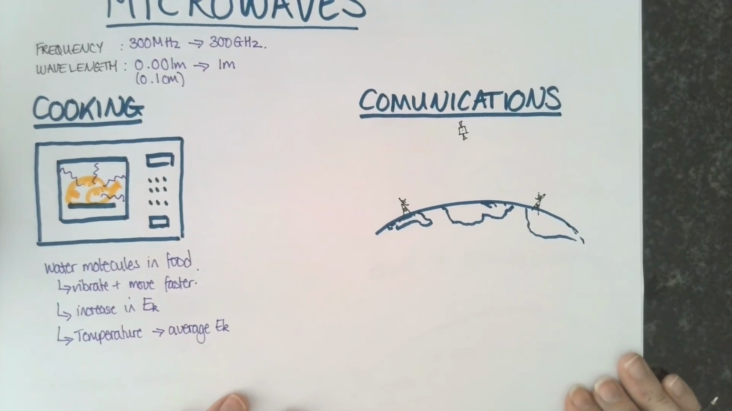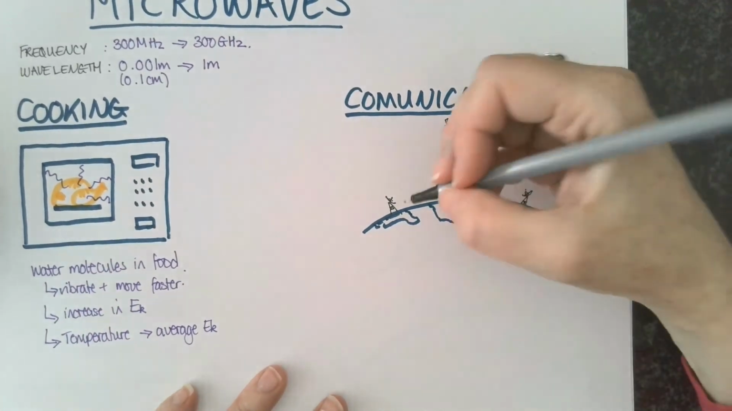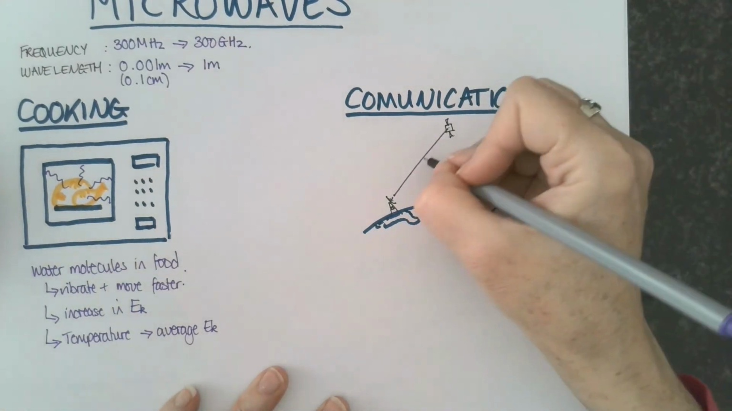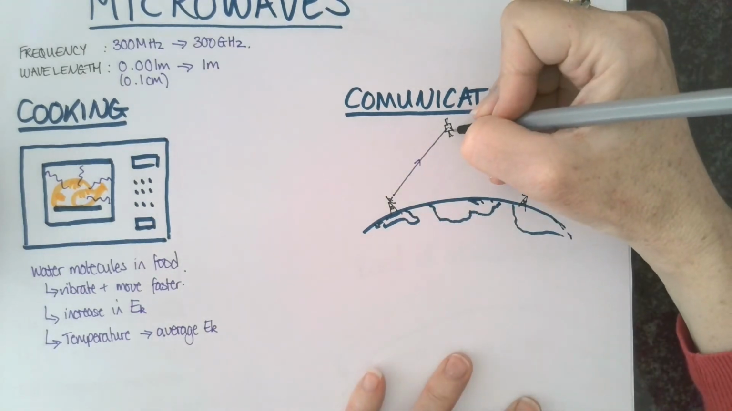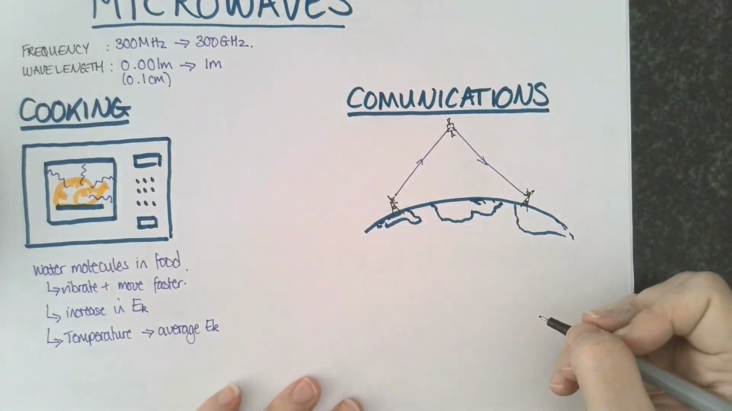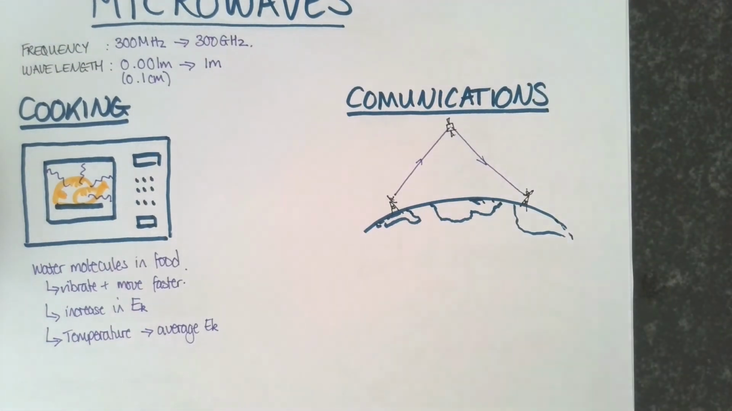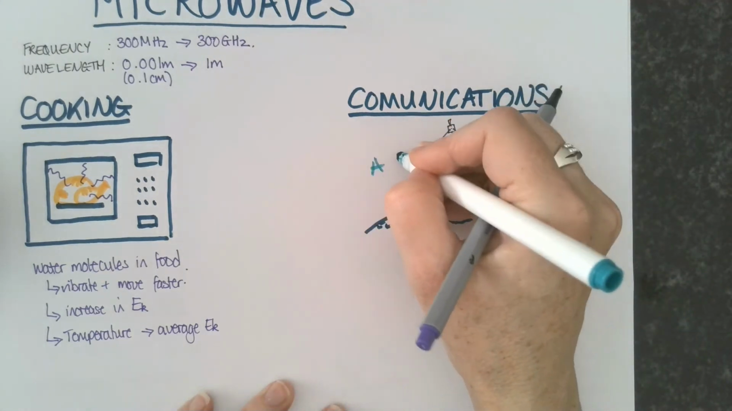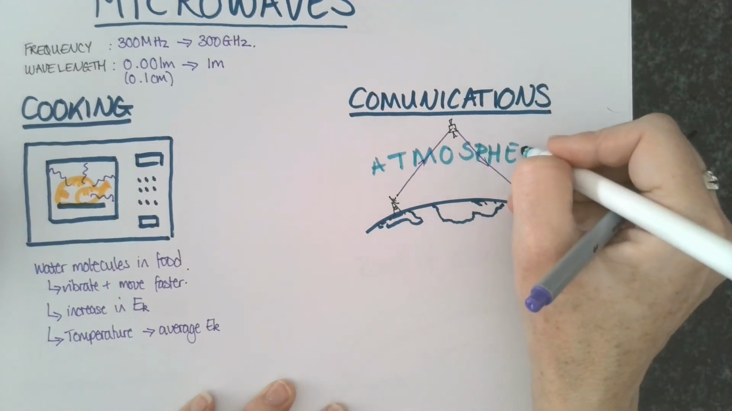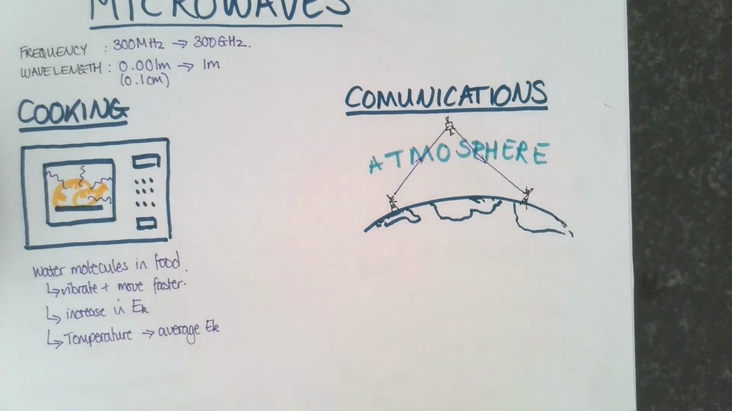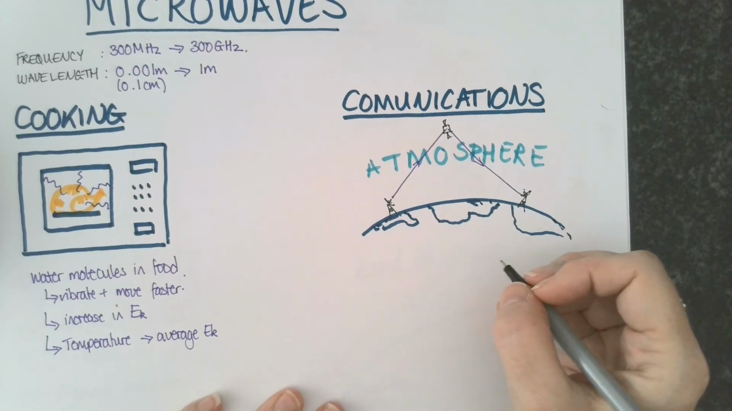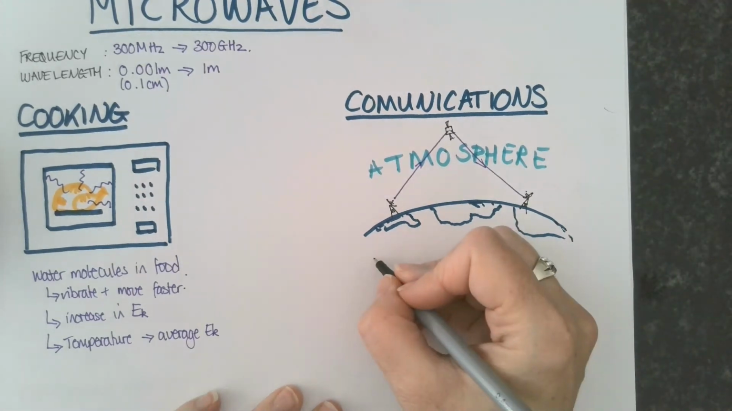Now, communications. We have our microwave and we want it to be received by our satellite and then retransmitted to another receiver further around the globe. But it has to pass through our atmosphere. Now today, as I'm sat doing this, it's a beautiful sunny day. There's not a cloud in the sky, but our atmosphere has a lot of water in it.